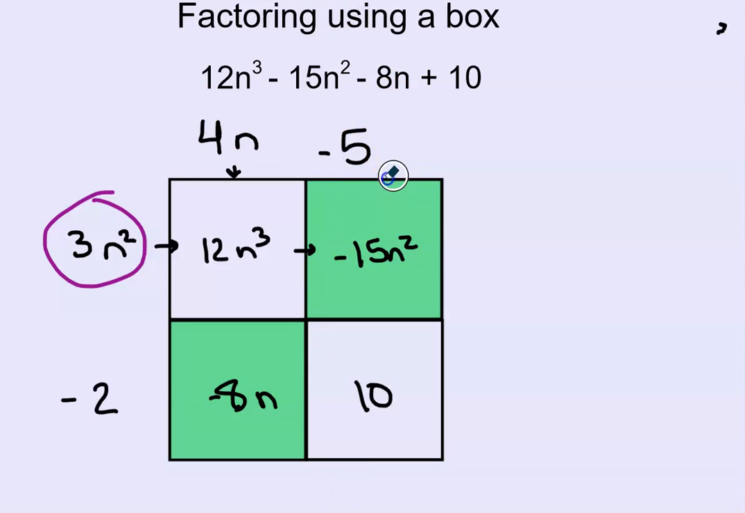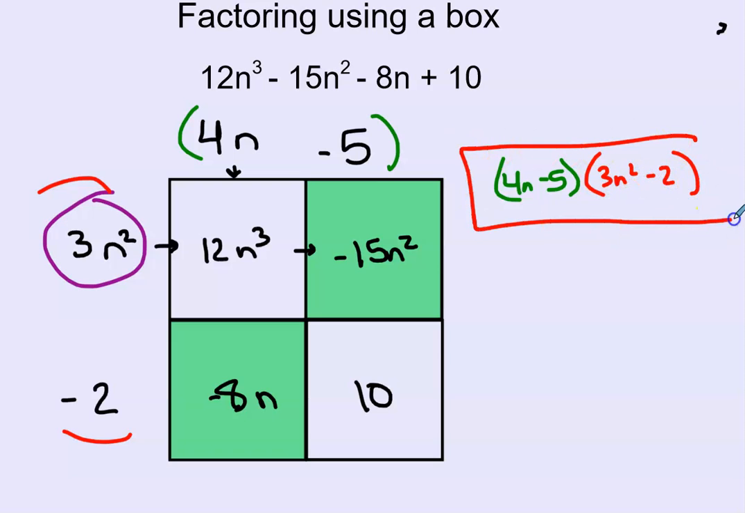That's all we need. We can check. Negative 5 times 3n squared gives me negative 15n squared. Negative 5 times negative 2 gives me 10. So then we just need to write our answer. Our answer is right here: 4n minus 5, in parentheses, times this right here, 3n squared minus 2. And that's my actual answer. This multiplied equals this thing right here, and that's what we were trying to do. We're trying to break it up into two factors that we can multiply.